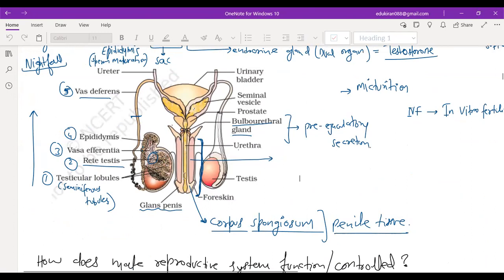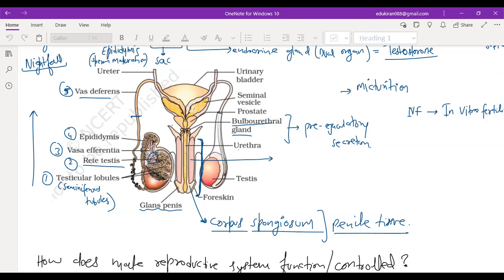So seminiferous tubules and testicular lobes are the same. Testicular lobules contain seminiferous tubules. So testicular lobules are like compartments, like rooms. There are around 200 to 250 lobules in each testis, and in each lobule, there are 1 to 3 seminiferous tubules. Is it clear?